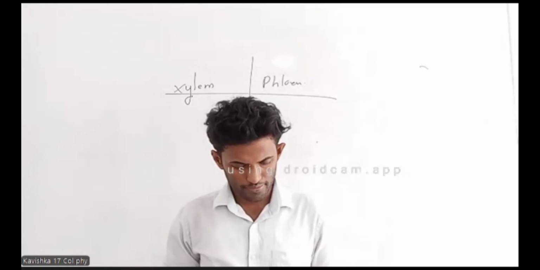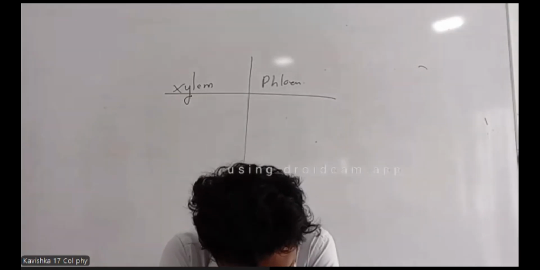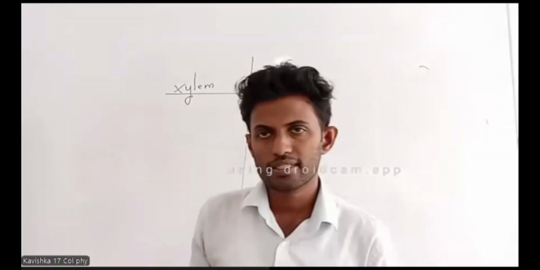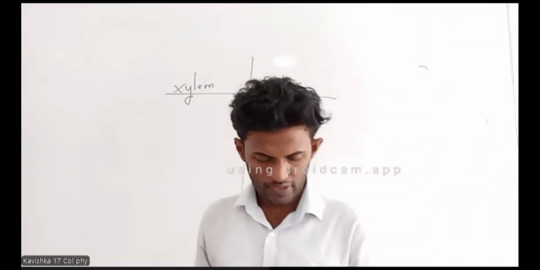Then parenchyma tissue is a simple permanent tissue. Yes, that's correct. So here they are asking which are the incorrect statements. So A and B. The third one is the answer.